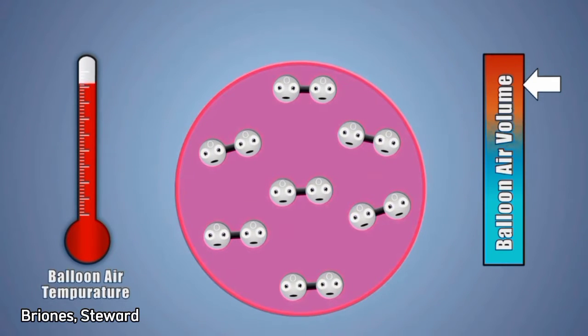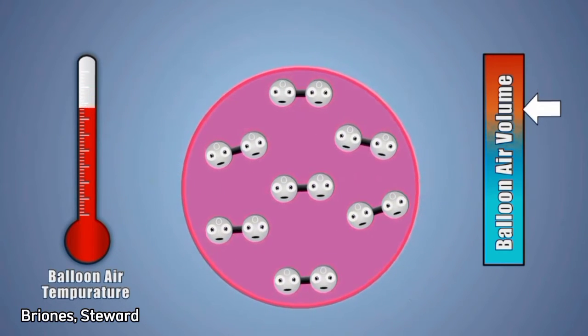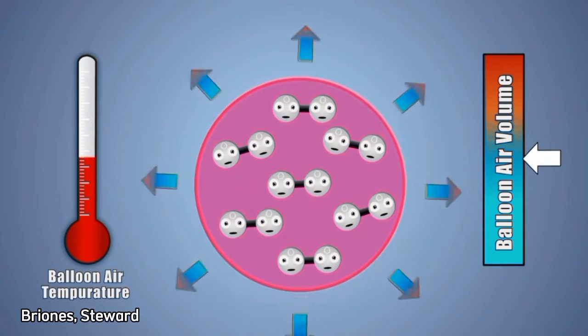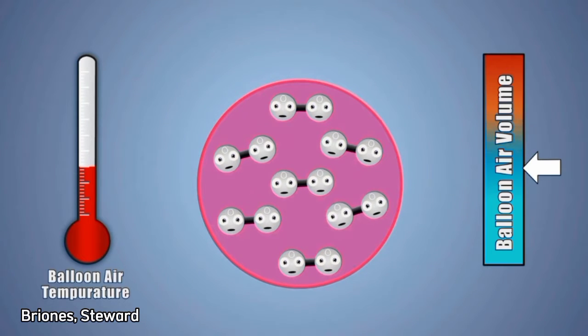When we remove our balloon from the boiling water, the air molecules in our balloon will gradually lose the energy that's been given, dropping back to room temperature, causing the balloon to shrink in volume back to its original size.